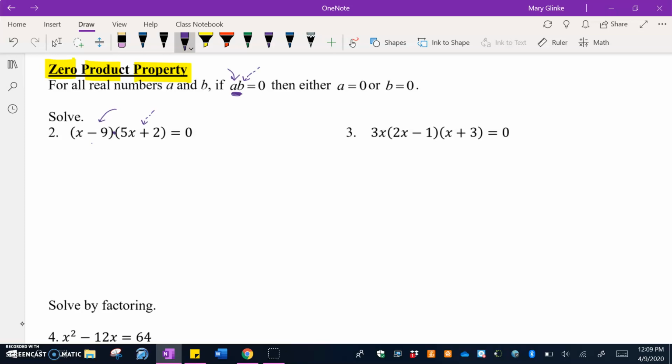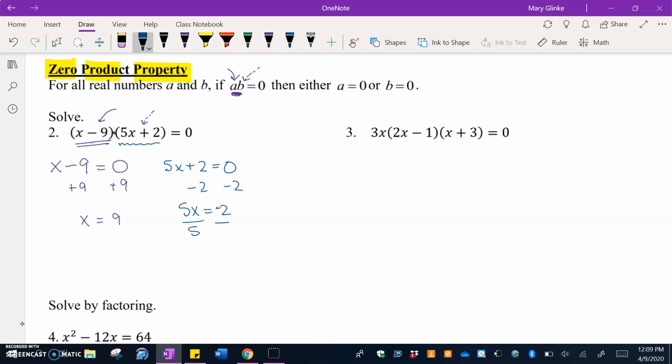So in order to find our solutions, we're going to take this first factor, which is x minus 9. And if that equals 0, then the entire equation would equal 0. Likewise, we're going to take the second factor, which is 5x plus 2. And if that equals 0, then the entire equation equals 0 as well. And so we can solve each of these equations to figure out those values of x that would make that factor equal to 0.